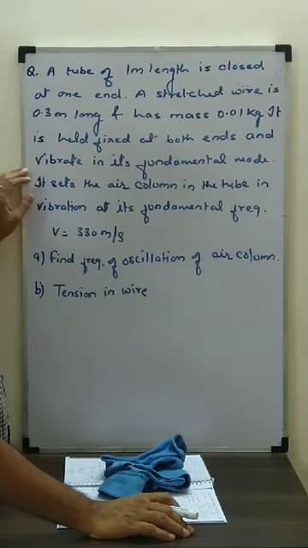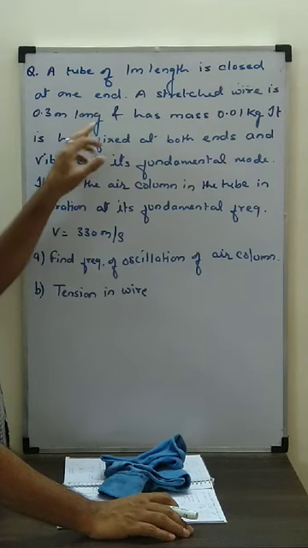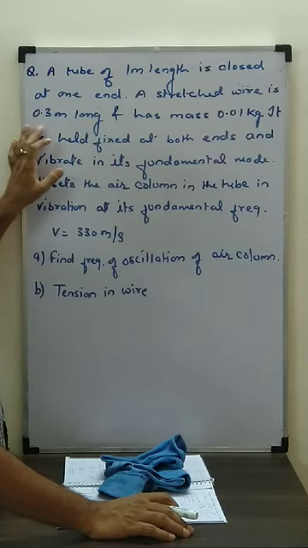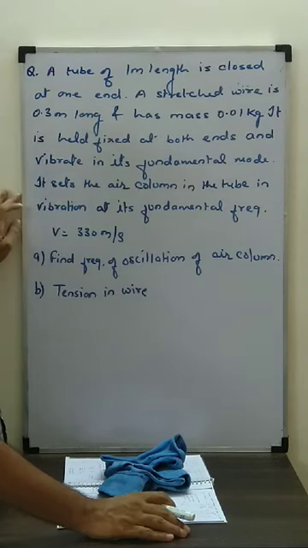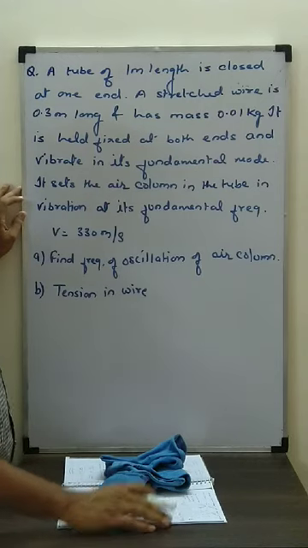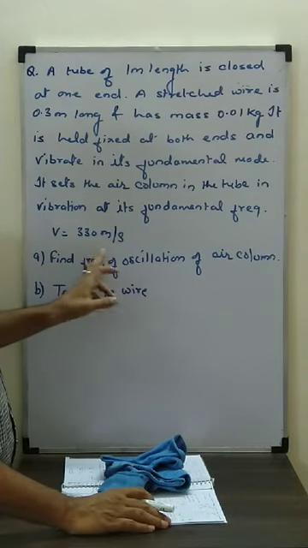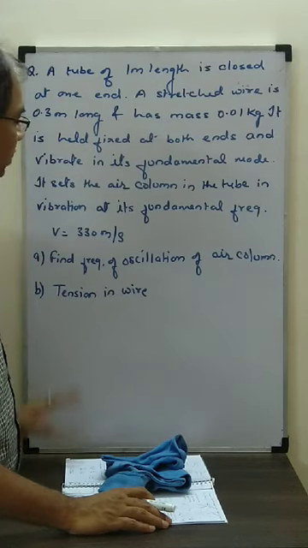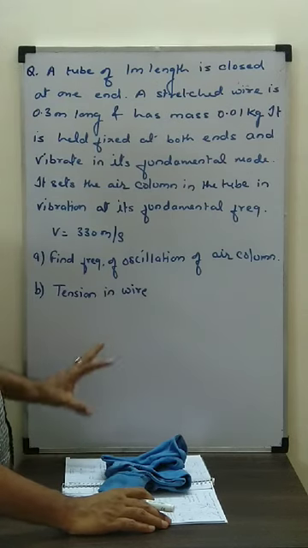A tube of 1 meter length is closed at one end. A stretched wire of 0.3 meter length has mass 0.01 kg. It is held fixed at both ends and vibrates in its fundamental mode. It sets the air column in the tube in vibration at its fundamental frequency. Speed of sound is given as 330 meter per second.